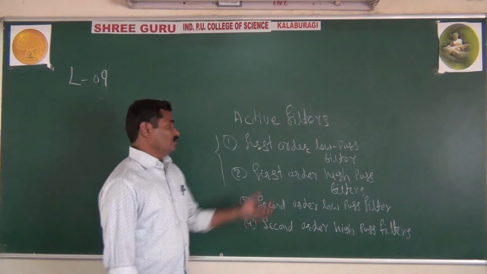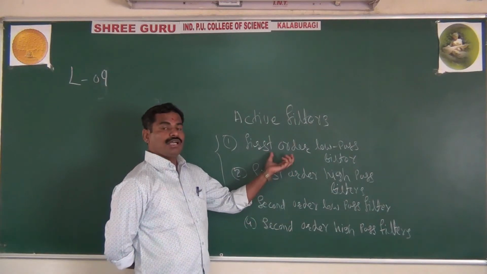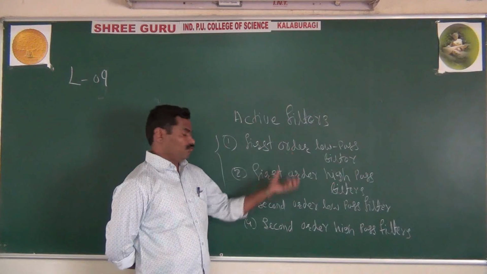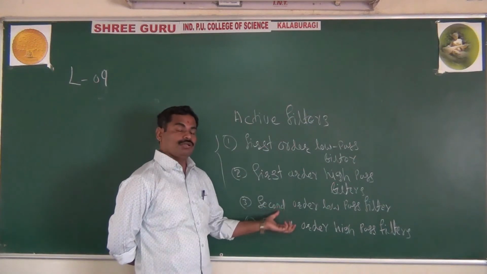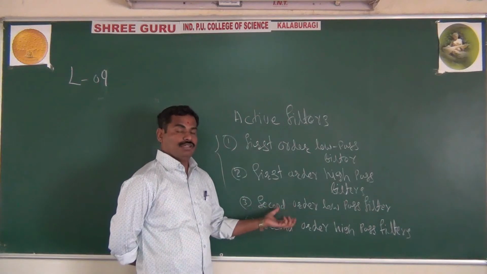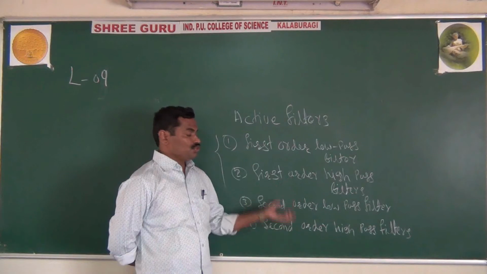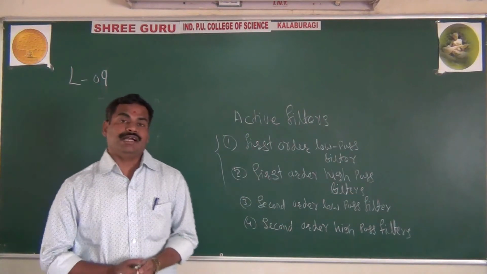Another difference between first order and second order: in first order you have very small losses. But the second order is similar to the ideal filter. The frequency response of the second order filter is similar to the ideal filter. Right? These are the important types of your active filters.